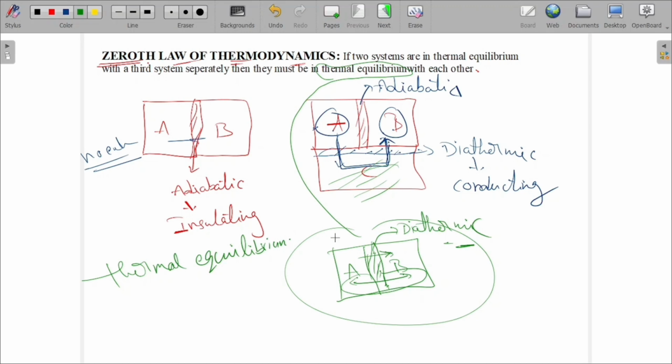So the property of thermal equilibrium is used in the measurement of temperature. Clear? Right.